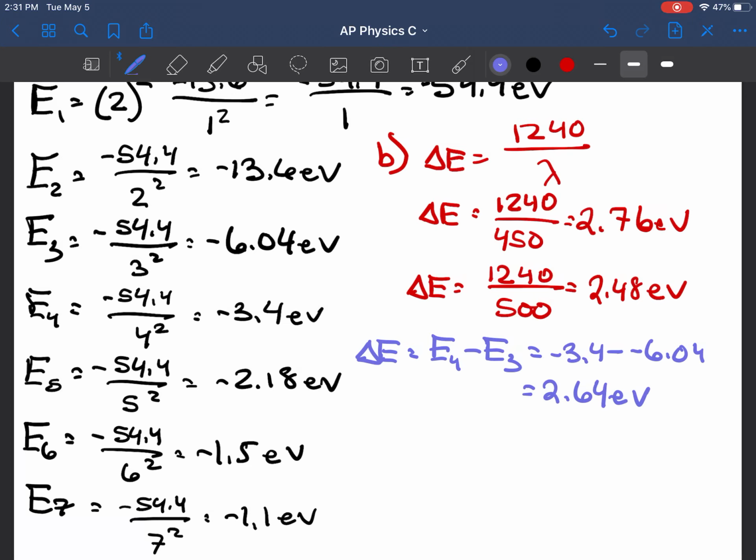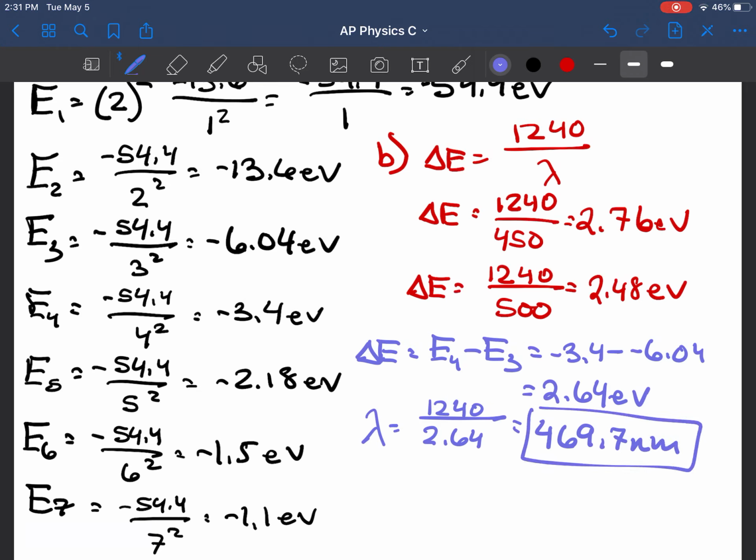Let's figure out exactly what wavelength that is. So now we go to wavelength is equal to 1240 over delta E, which in this case is 2.64. That will give us a wavelength of 469.7 nanometers. So that's one of them. That's the transition from n equal to 4 to 3. Let's see if there's any others.